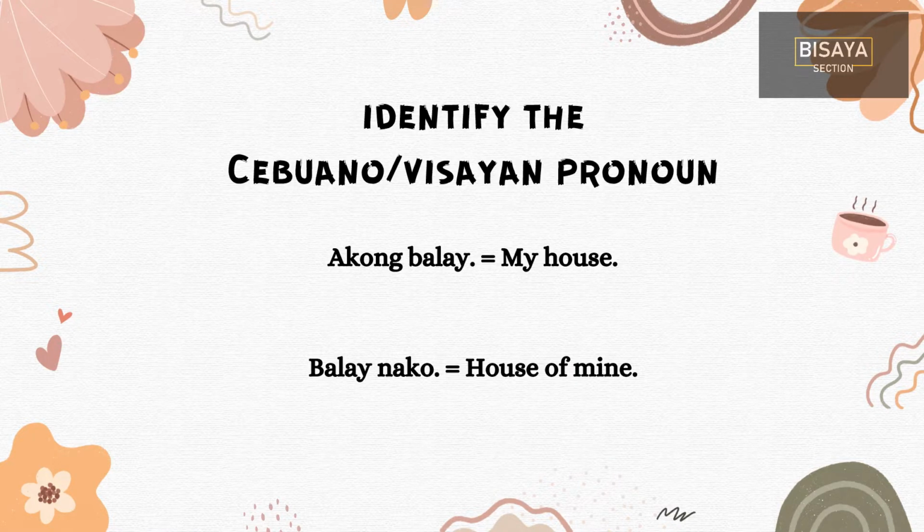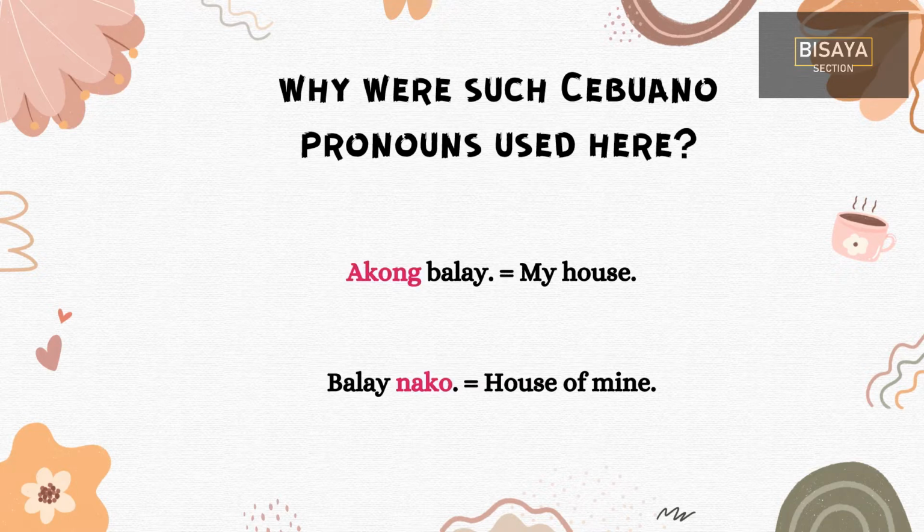Short challenge before we start. Can you identify the Cebuano pronoun in the sentences? Akong balay, or my house. Balay nako. House of mine. Here are the answers. The words in pink are the pronouns. Why were such Cebuano pronouns used here?